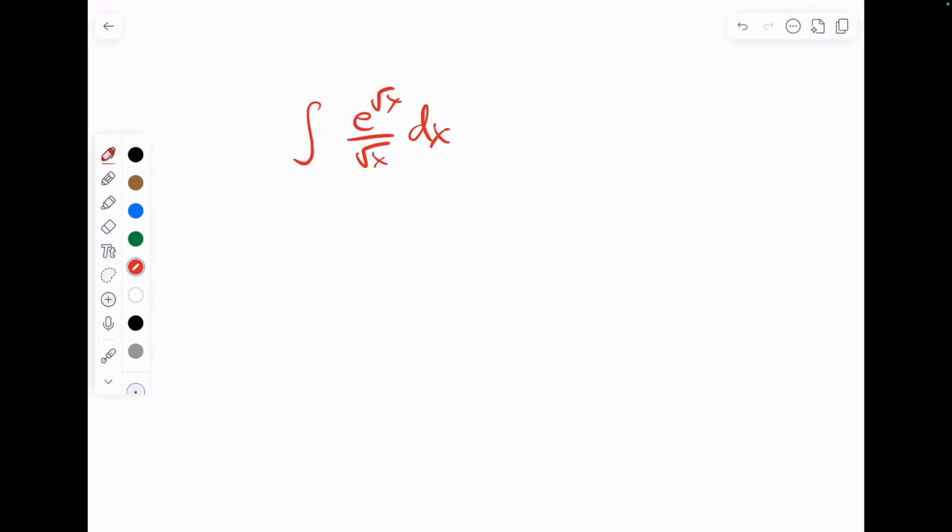Is the answer 1? No. Oh, 1 plus C. No. How'd you get 1 plus C? What would you set u equal to, Emma? Square root of x. Good. That's a good choice. Great choice.